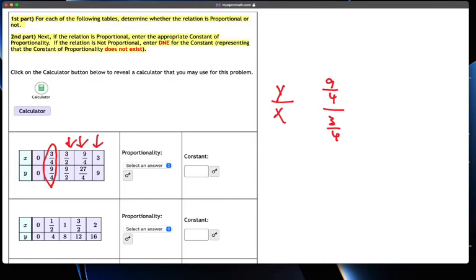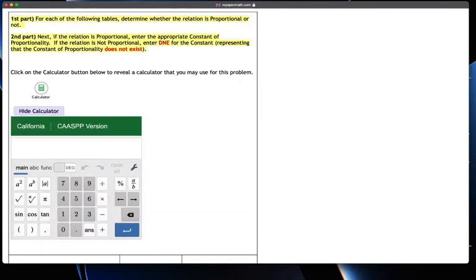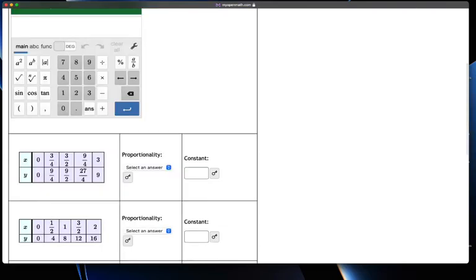So I'll start by determining 9/4 divided by 3/4. Using the calculator that's provided for us, 9/4 divided by 3/4, and of course you've got to make sure you use the calculator correctly. That happens to be 3. So now I need to check the next ratio, 9/2 divided by 3/2. That also is 3.